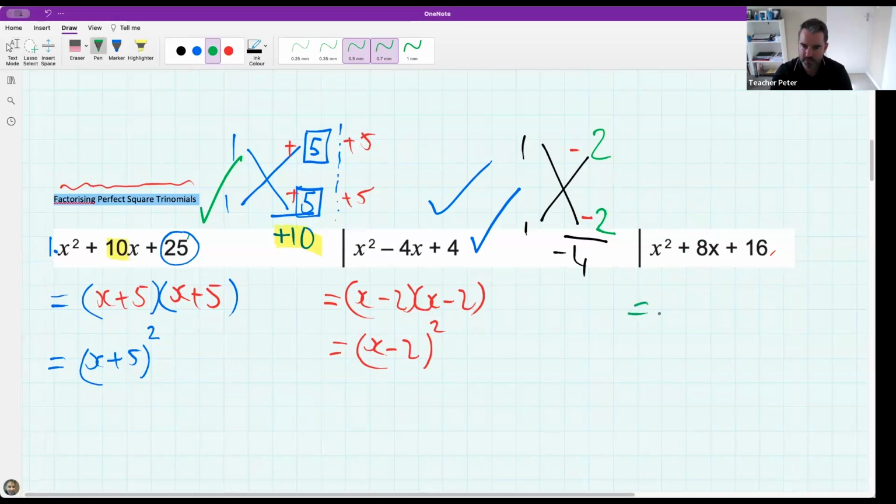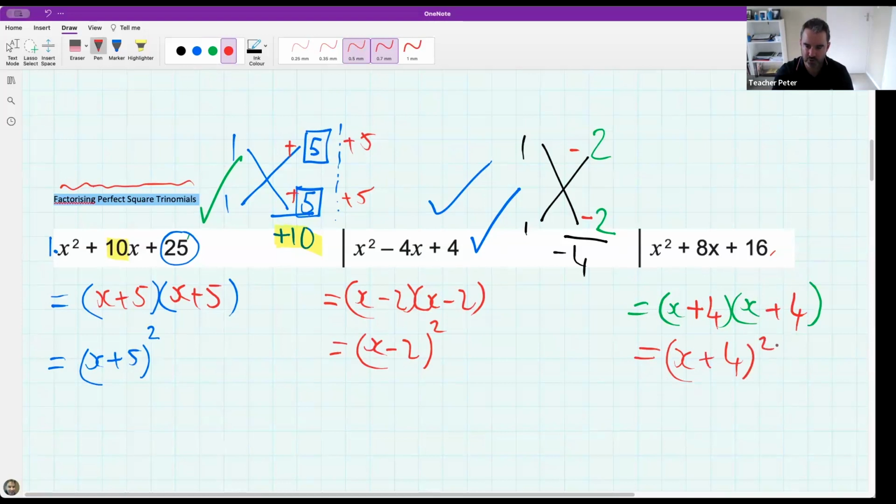Some of you might be able to see this in your head even. You might be able to say, look, I don't even need to do the working out. I know this is an x and I know that's an x. What's this going to be? It's actually just going to be that. Now, we can also write that as x plus 4 squared.